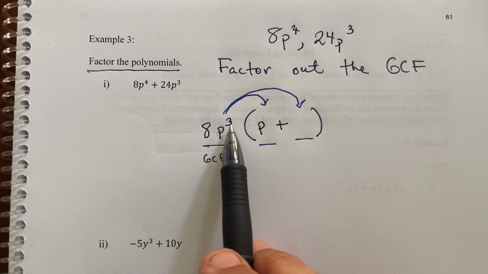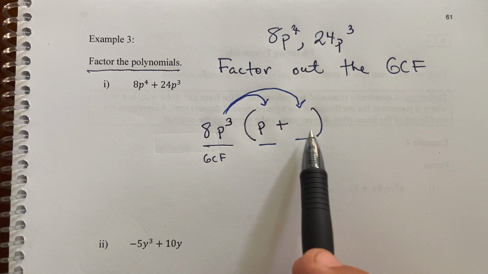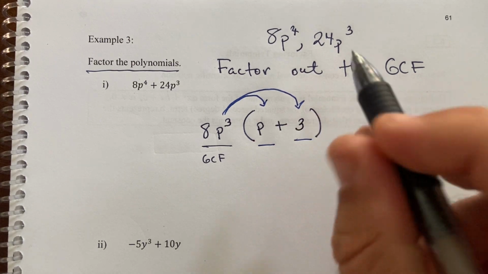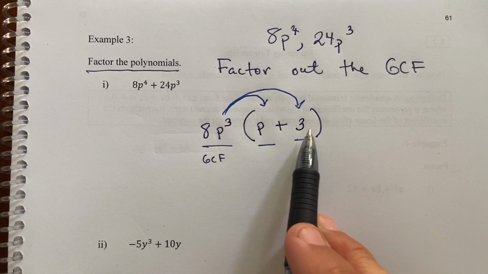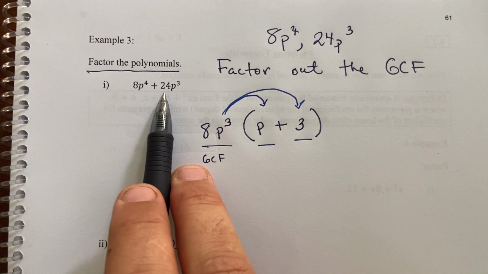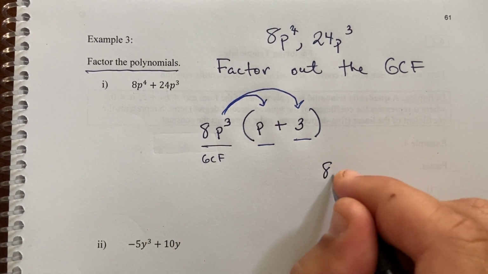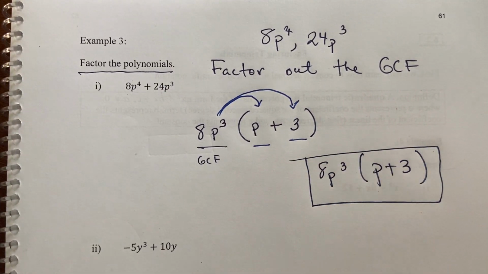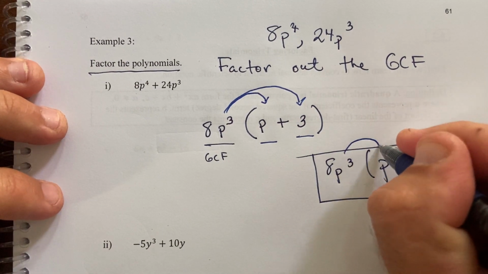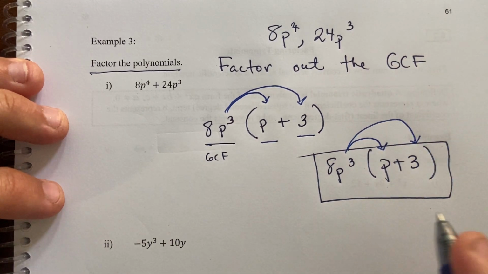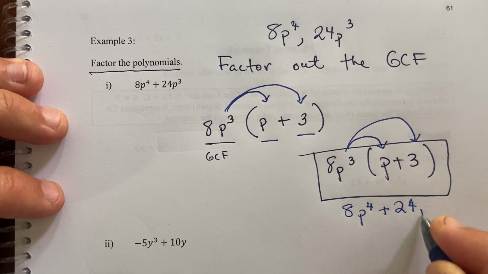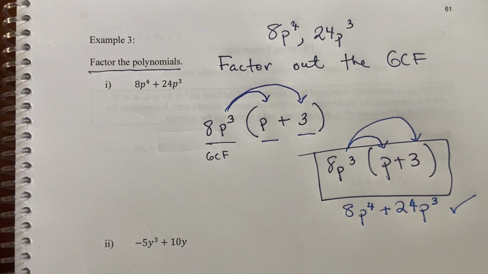I already have an 8p cubed, so I don't need any more p's. So I'll just put a 3 there, right? That way 8p cubed times 3 turns into 24p cubed. So I'll just write this separately, but this is our answer. That's the factored version. If you want to check it, then distribute this thing back in. If you distribute that back in, you'll have 8p to the 4th plus 24p cubed, and that's what we started with.